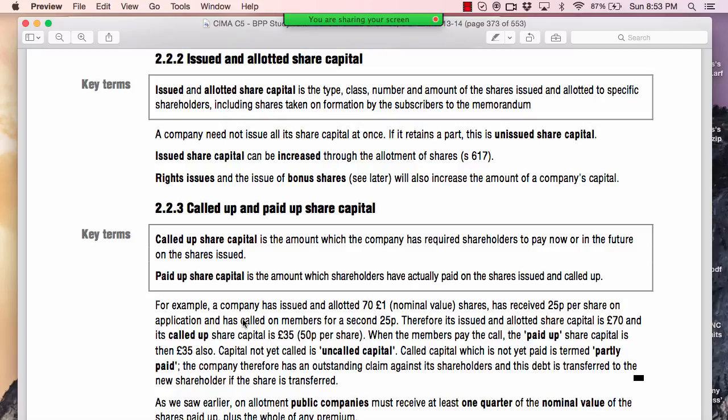So all we're trying to do here is to separate and see: I have issued 100,000. Of the 100,000, how much is called up? That means still remaining to be paid. How much has been paid? Okay, this is what I want to find out.